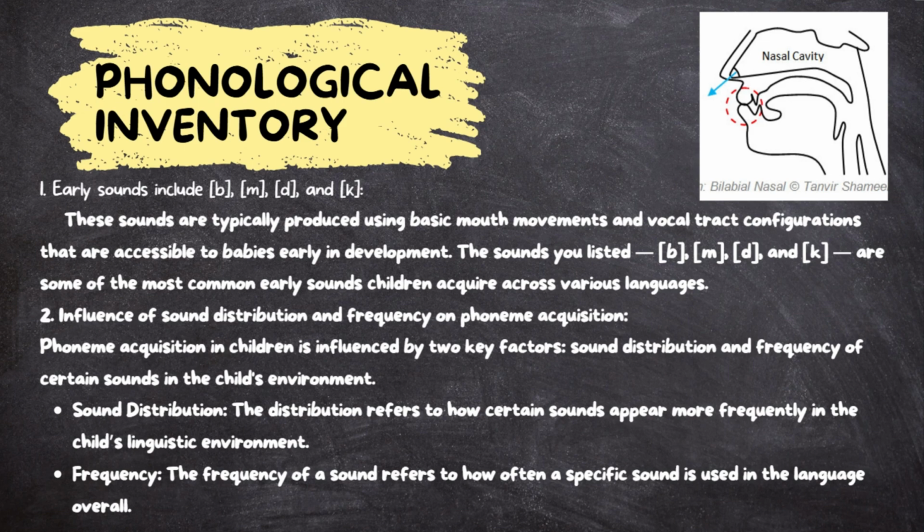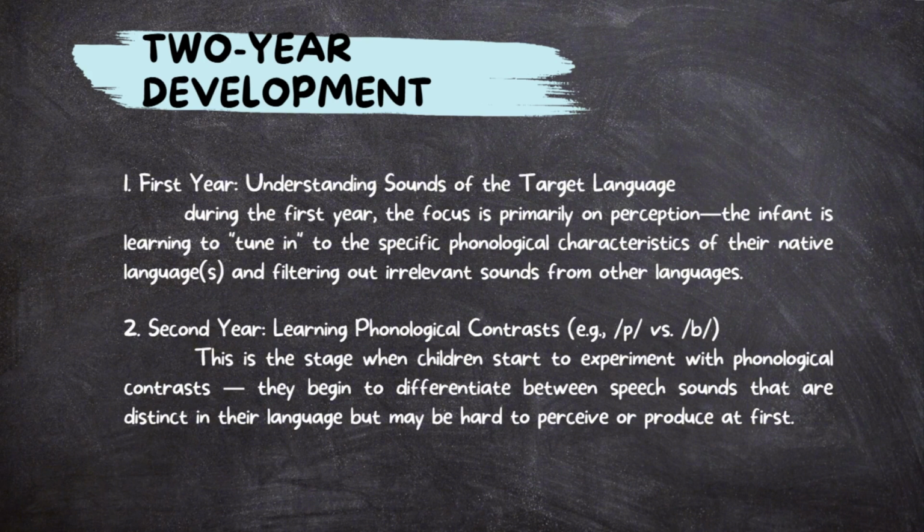So that is the phonological inventory. Let's proceed to the 2-year development. In the 2-year development, the development of phonological awareness and production in children typically follows a predictable sequence as they grow and are exposed to the sounds of their native language. By the age of 2, children have made significant progress in understanding and producing the sounds they hear around them. So here are the key stages of the 2-year development.